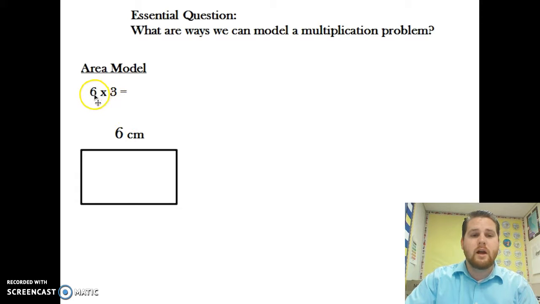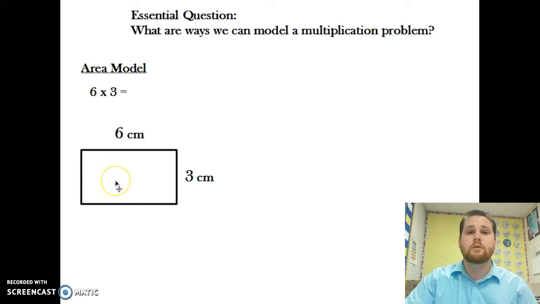And then, since I have labeled my width and I have my 6 now on the area model, to go along with my rectangle, I'm now going to take the 3 and I'm going to make that my length. So now I have the 6 labeled as my width and the 3 labeled as my length. And the reason it's called the area model is to find the area of a shape, we need to multiply the two numbers together. So we would multiply 6 times 3. We know width times length equals the area. That is why this is called the area model.